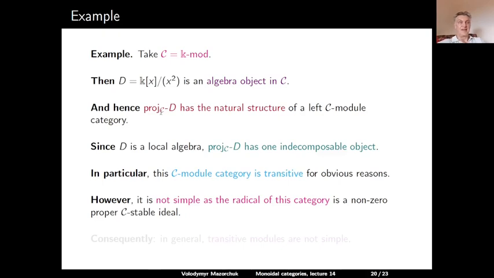And so the radical of this module category is obviously stable under the action of C, because the only indecomposable in C is the identity, and the action of the identity preserves the radical. So this means that we have an ideal which is stable under the action of C. This ideal is not zero, is not the whole thing, which means that our transitive module is not simple. So here's an example of a transitive module that is not simple.